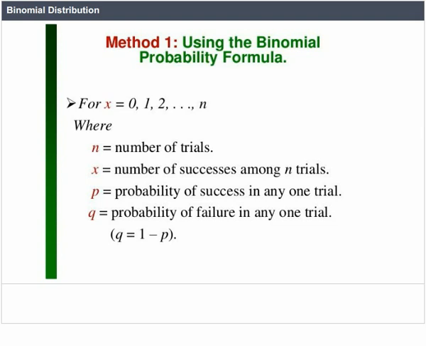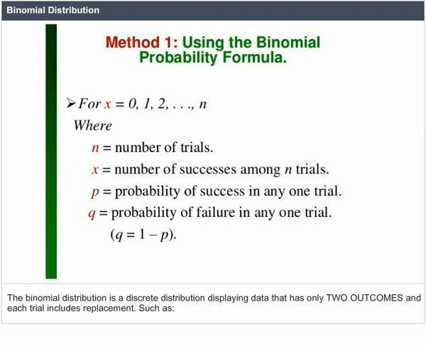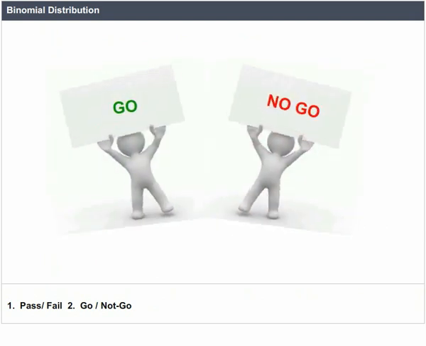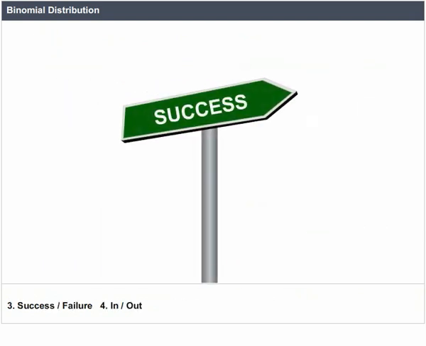q equal to 1 minus p. The binomial distribution is a discrete distribution displaying data that has only two outcomes, and each trial includes replacement, such as: number 1, pass or fail. Number 2, go or not go. Number 3, success or failure. Number 4, in or out. Number 5, hot or cold.